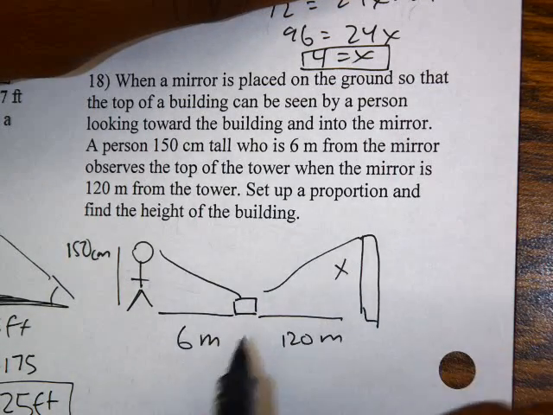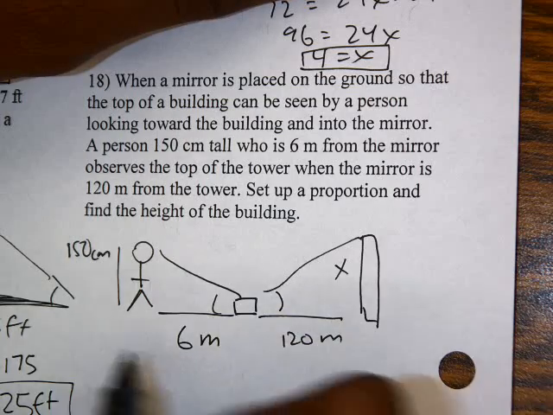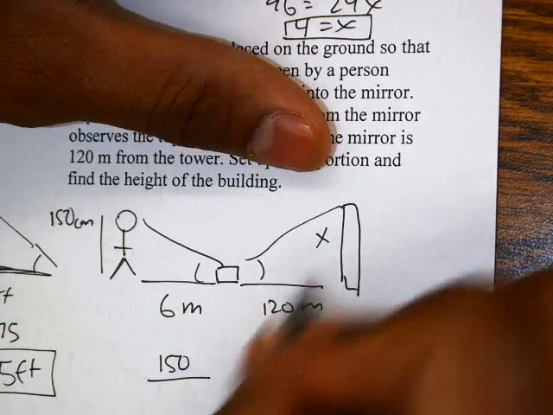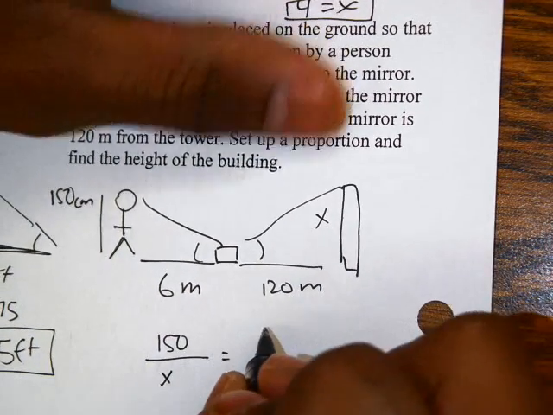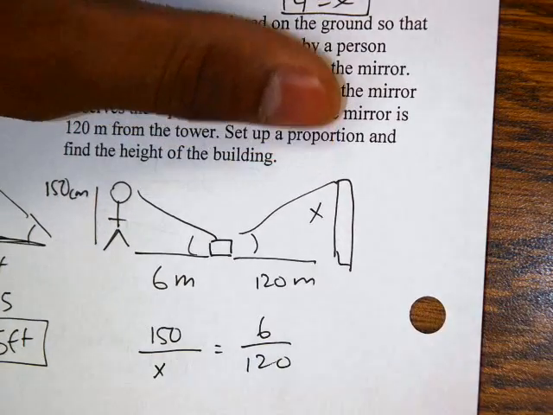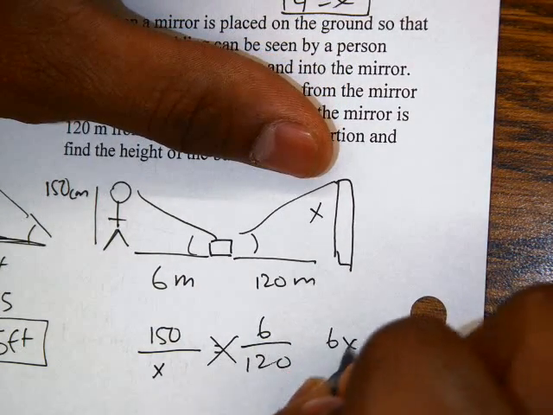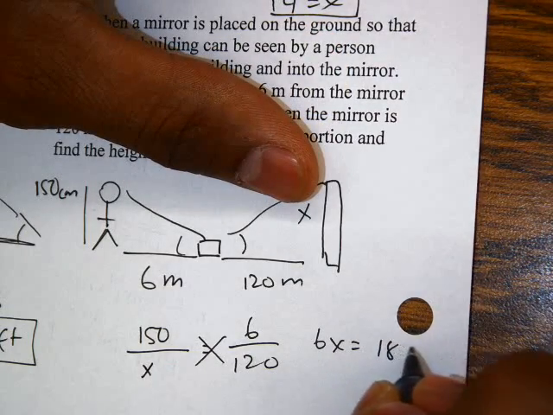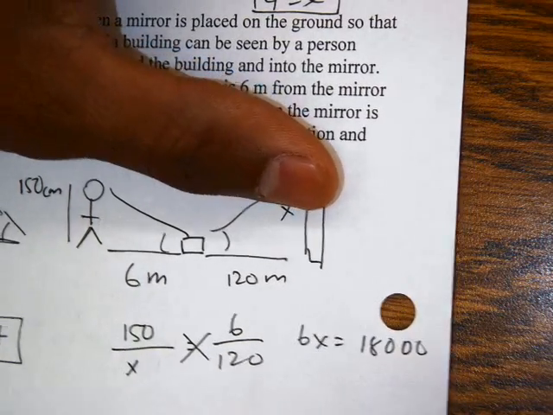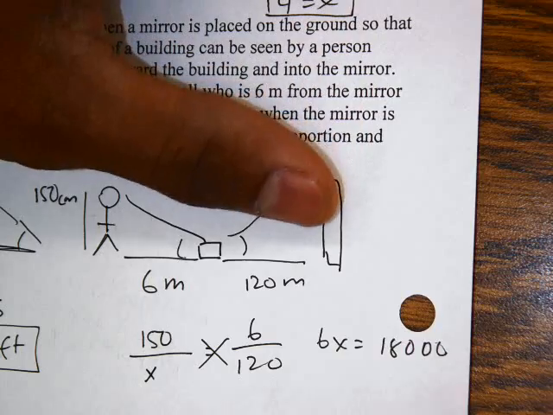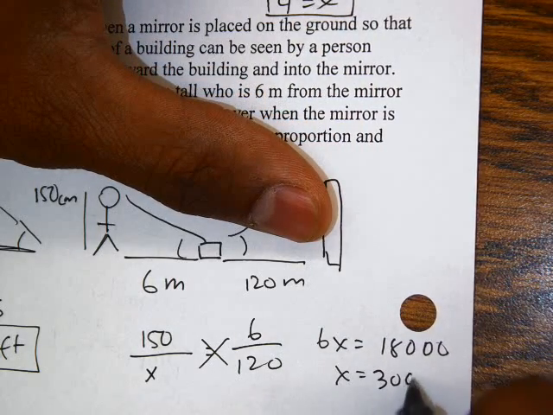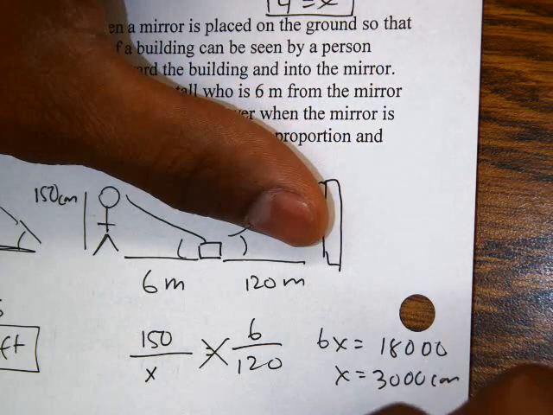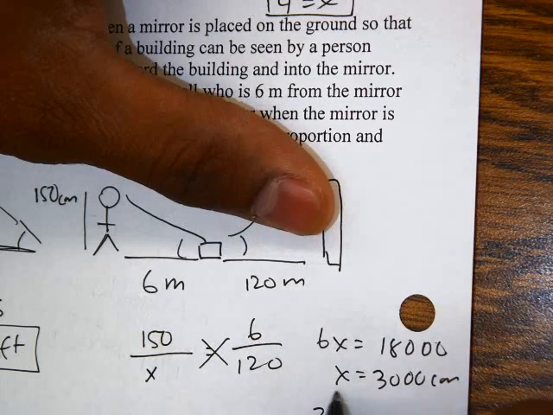Again, these create similar triangles. This angle is equal to that angle, and these are both 90 degrees. So 150 centimeters matches up with x centimeters for the tower. Should be the same proportion as 6 meters over 120 meters. So that gives me 6x equals whatever 150 times 120 is. And that's 18000. Divide by 6. It's just 3,000 centimeters. If you cared at all, that's 30 meters. If you want everything in meters.